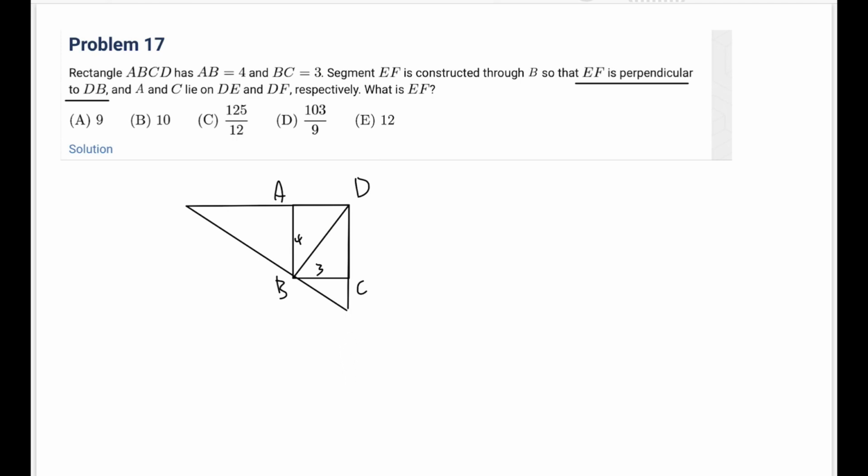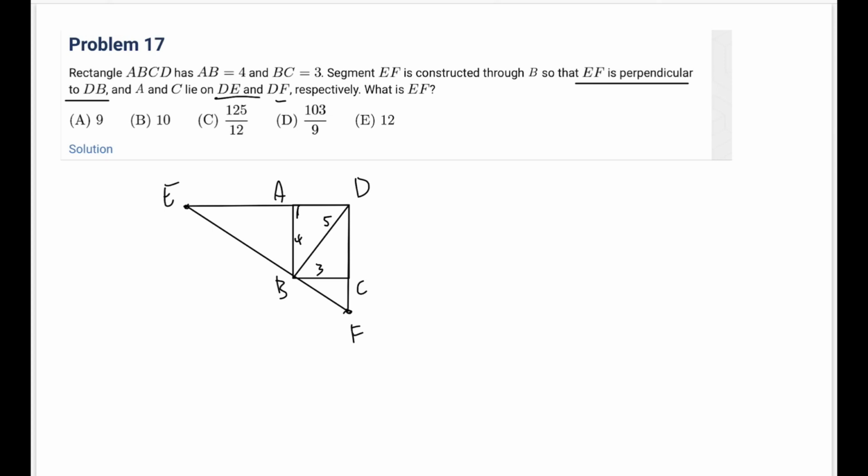It would be like this. This would be the A and C line on DE and DF, right? So this would be E and this would be F. AB is 4 and BC is 3. What is EF? Since this is 4 and this is 3, we can know from the Pythagorean theorem that this is 5, right? 5 here.